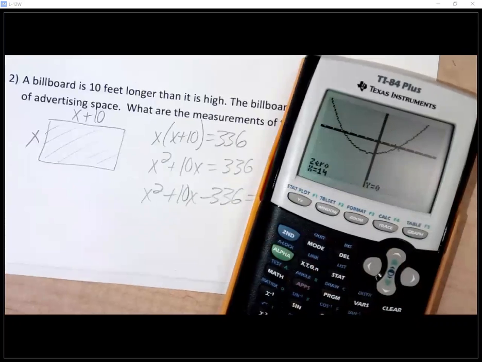I got 14. Could you have done it by hand? Sure. Is it faster to do it with a calculator? If it's a nice number, it's not that hard to do by hand. But if it was a nasty number, I would definitely want to calculate it.